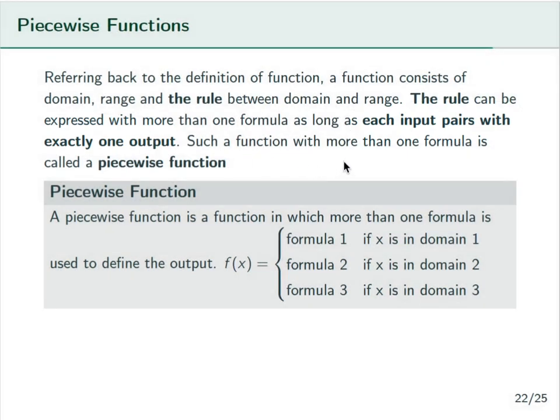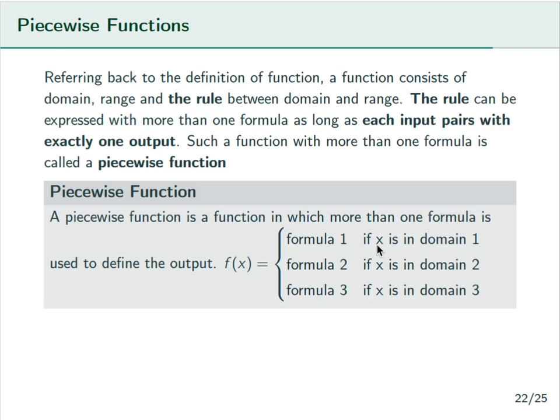Such a function with more than one formula is called a piecewise function. So this is why it is very important for us to understand the definition of function, because function isn't just an equation. Function is this broader idea that consists of domain and range, which is a collection of input quantities and a collection of output quantities, and the rule that relates those two quantities. As long as each input quantity pairs with exactly one output quantity, that entire thing is a function. So function is not always just one equation. Okay, so a piecewise function has more than one formula.